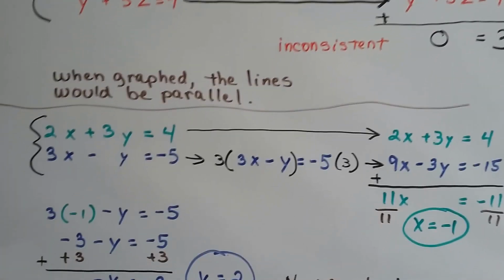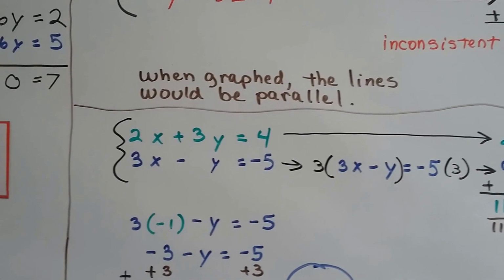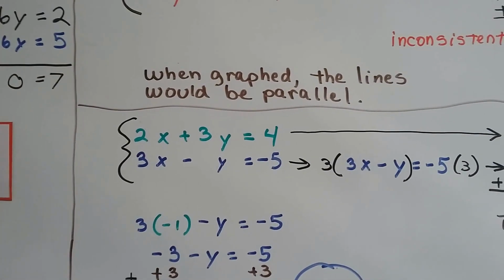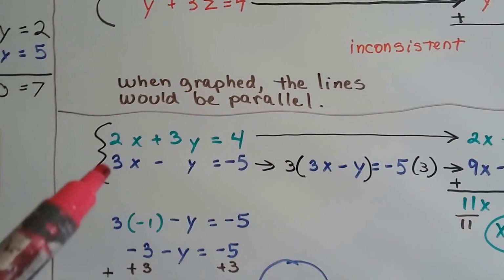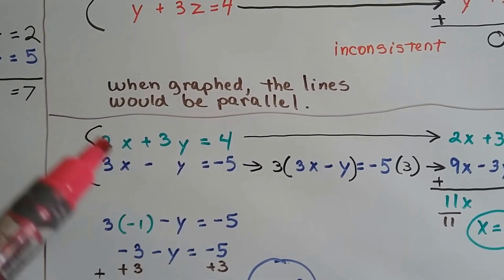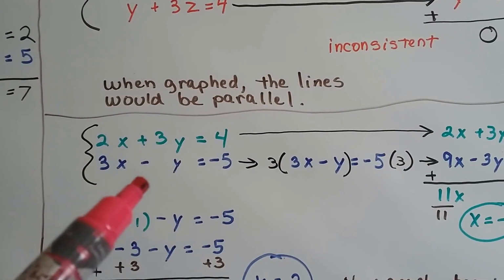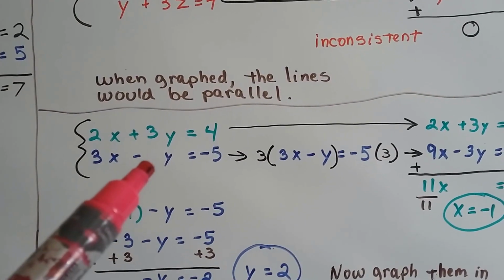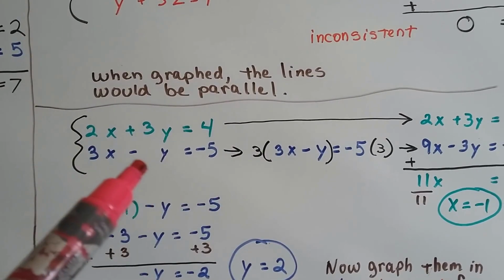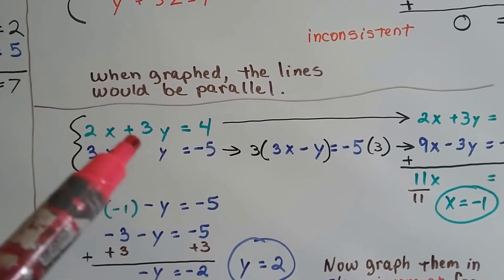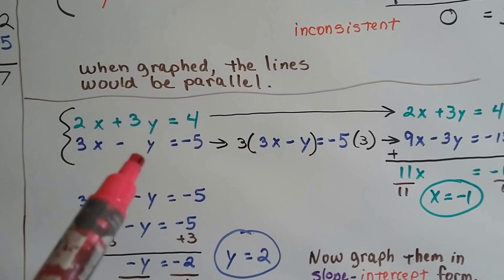Now take a look at this one. Now we've got 2x plus 3y equals 4 and 3x minus y equals a negative 5. We need to find additive inverses. Well, right here would be very easy to eliminate this y because it's got no coefficient. We could just multiply this blue one by a 3 and create a negative 3y to this one's positive 3y. So that's what we're going to do.